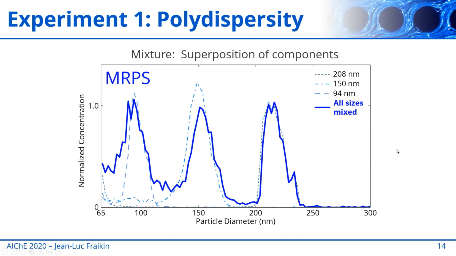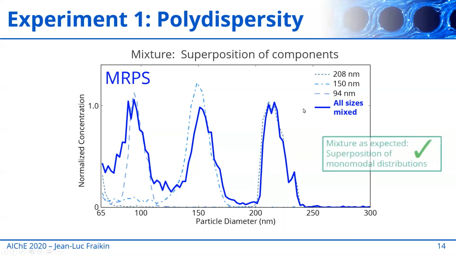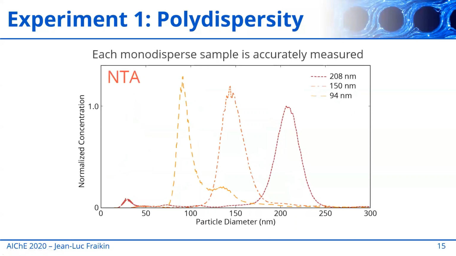So what happens when we do the same experiment with nanoparticle tracking analysis? For nanoparticle tracking analysis, NTA, the monodispersed samples are all measured correctly, right? So as expected, we get a peak at 208. When you measure just the 208s, you get a peak at 150 for just the 150s, and the same thing for 94. So this would suggest that the sensitivity limit of NTA is at least 94 nanometers diameter, right? Because we've been able to measure particles that small accurately.